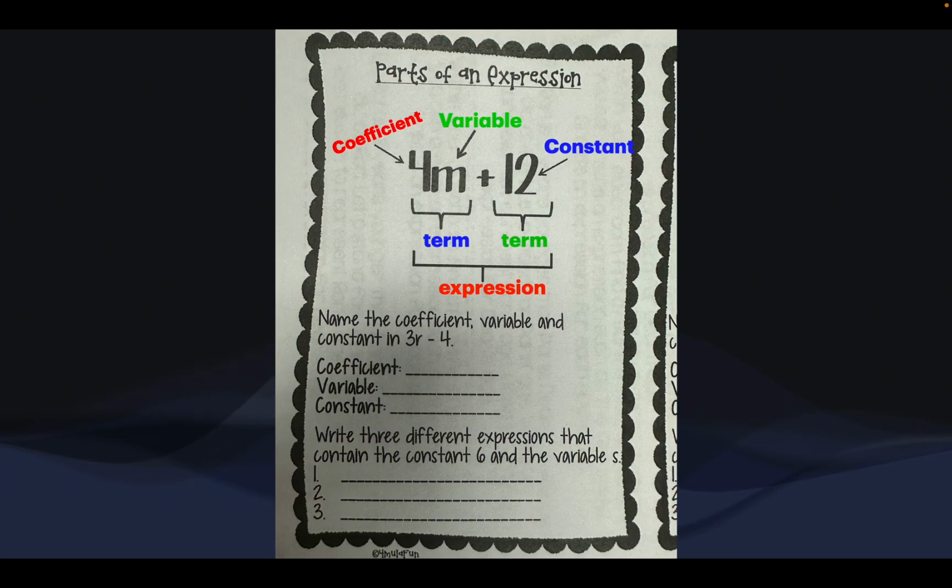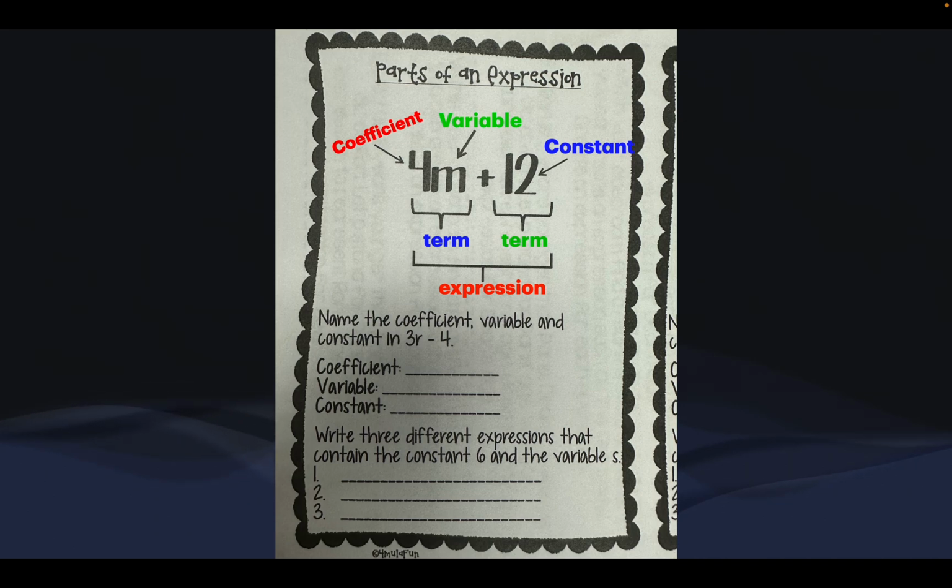All right, so name the coefficient, variable, and constant in 3r minus 4. I know on your paper it's really dark and you really cannot see this too well. Off to the side, you can write 3r minus 4 so you can see it, and then list your coefficient, your variable, and your constant. Go ahead and pause the video and do that.